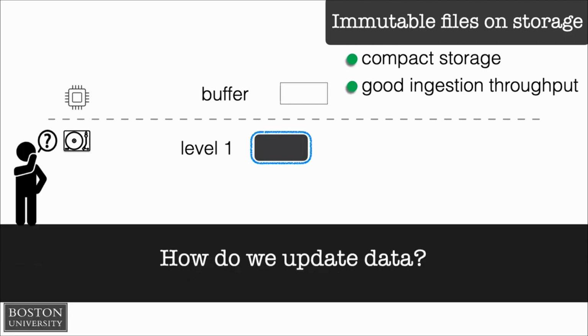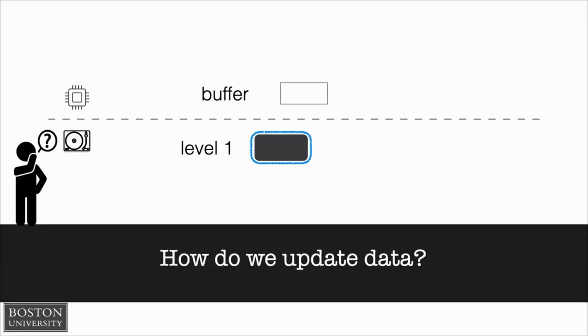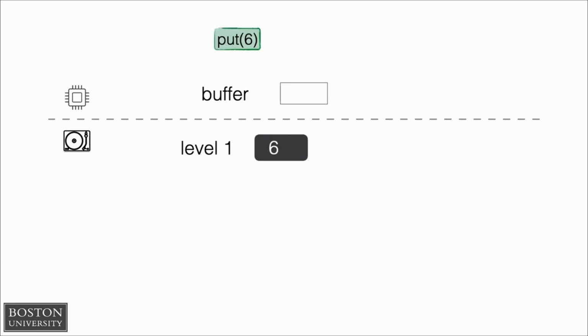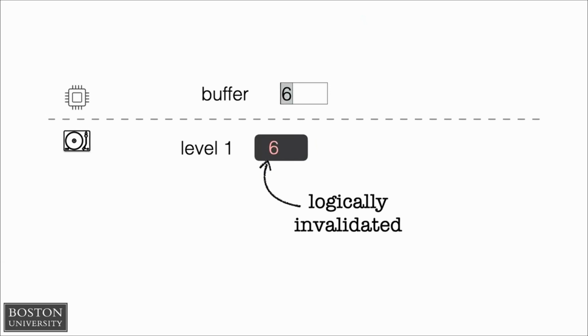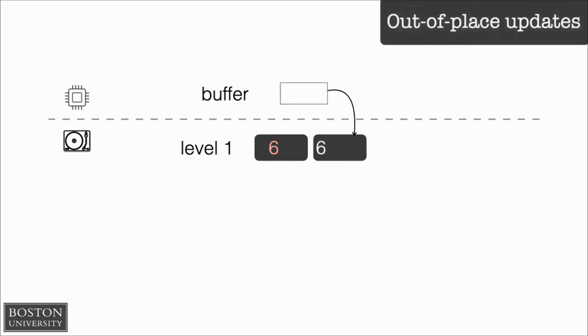Okay, now how do we update the data? If we assume that we have a key-value pair with key 6 over here, and we want to insert a new one, we simply put it into the memory buffer. The moment we put it into the memory buffer, it logically invalidates the existing entry in the storage, which was the previously immutable file. When this buffer is full, we sort it and put it into the storage level, and now we have 2 sorted runs.